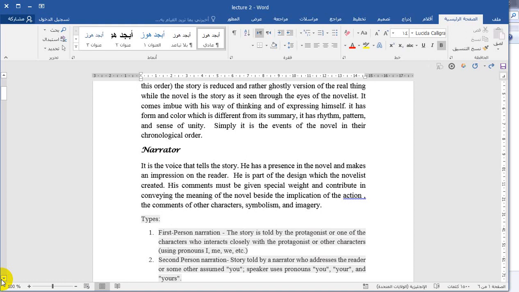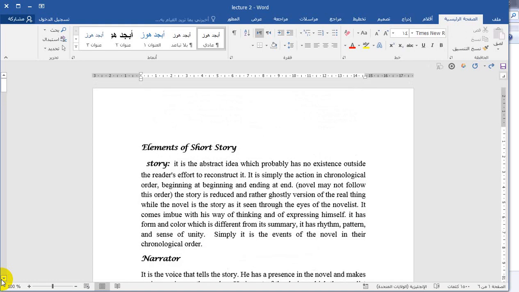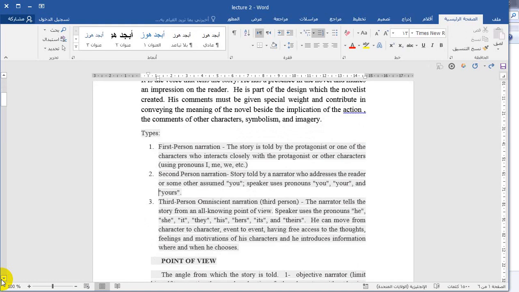No, the narrator has different types, and every type has a certain function, a certain purpose. يعني why does the writer choose to make the narrator in this category, in this kind, and not in that kind? Because there is a purpose behind that. Yes, what are those types? Here we have three types: first person narrator, second person narrator, and third person narrator.